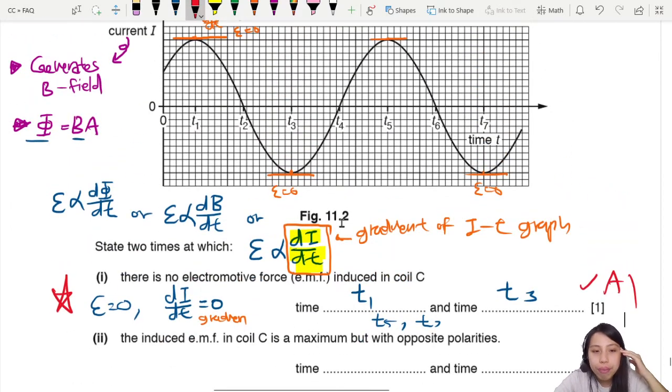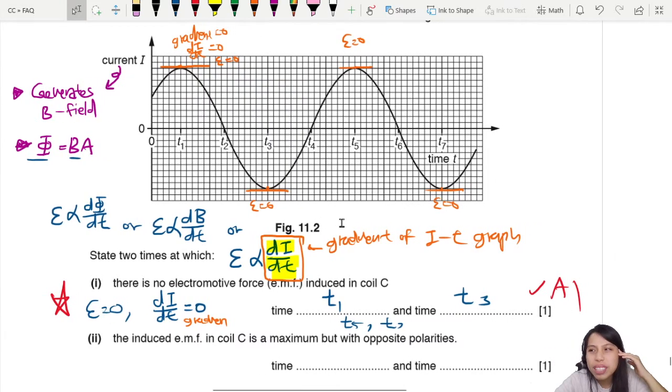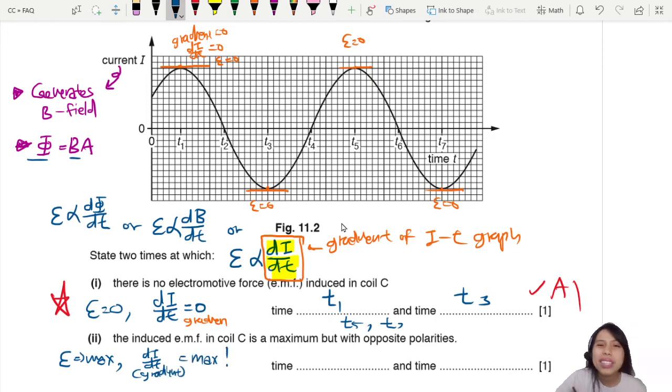Induced EMF, find 2 times where the induced EMF is maximum but opposite polarities. Maximum EMF. Okay, so now we have to change our thought process a bit. When induced EMF is maximum, that means the di dt, which is the gradient, must also be maximum. Where is gradient maximum? Let's use green color for this. Maximum. So there's one possible place here. This is where the steepest part of the graph occurs.